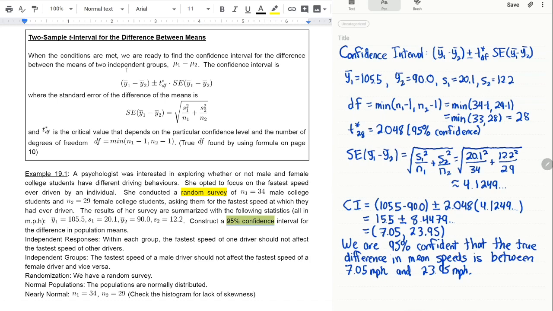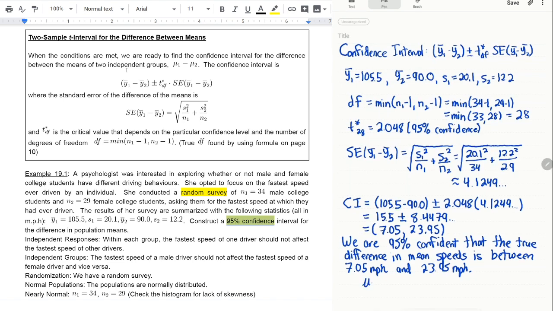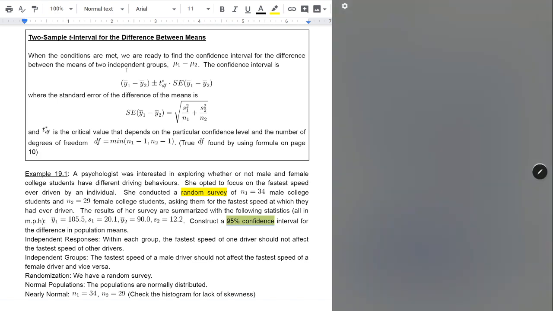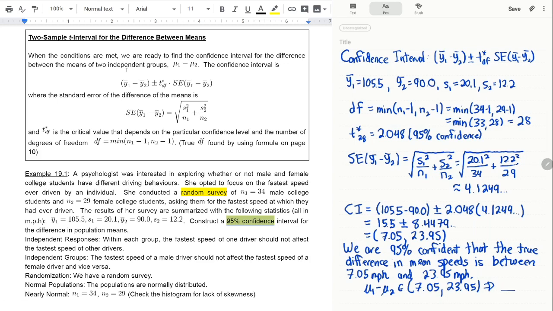Okay, so what we're given is that the difference mu1 minus mu2 is somewhere between 7.05 and 23.95. Okay, so mu1 minus mu2 is some value within our confidence interval. And because our confidence interval is entirely positive, this means that mu1 is larger than mu2. Okay, so the difference between mu1 and mu2 is positive, which means mu1 is larger than mu2. Okay, so this suggests that the male college students drive at a faster speed than female college students.